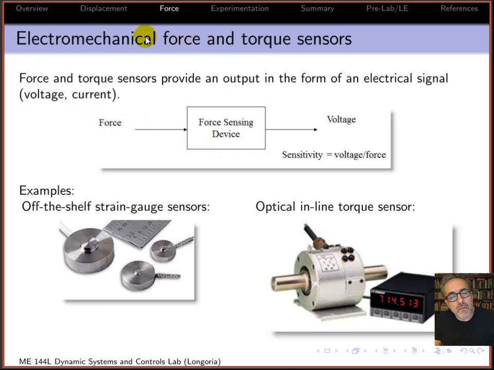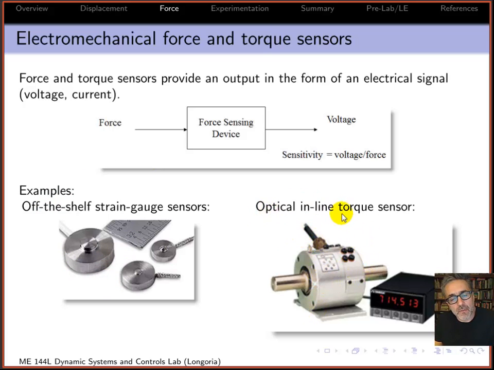So we're going to be looking at electromechanical force sensors, and in those cases, you put a force in, and we want a measurable voltage, and that's why we're going to be using strain gauges for this. There's a lot of different types of strain gauge force sensors that you can find out there. This just shows one example. Also, the same kind of principles can be used for torque sensors.